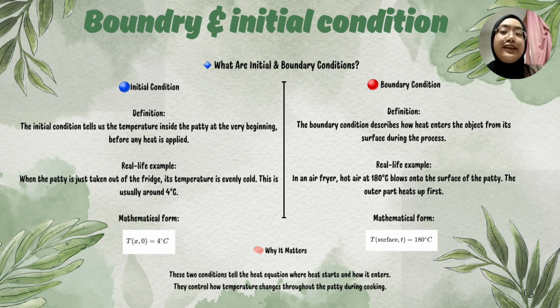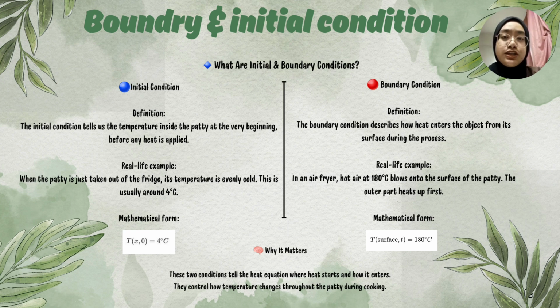I will explain the importance of initial and boundary conditions in solving the heat equation using a patty in an air fryer as our example. First, the initial condition tells us the temperature inside the patty before heating starts. In real life, this would be a patty just taken out from the fridge, evenly cold at around 4 degrees C. Next, the boundary conditions describe how heat enters from the surface. In an air fryer, hot air at 100 degrees C hits the patty from the outside first.